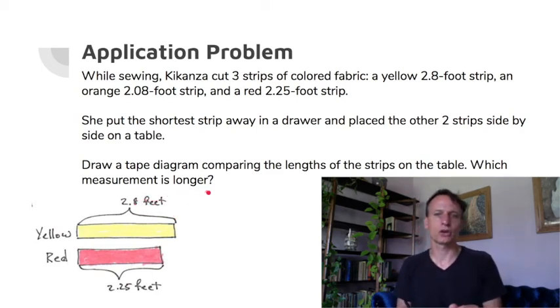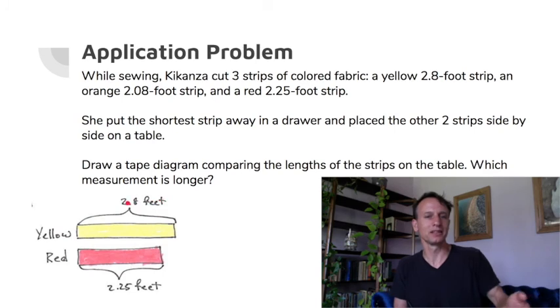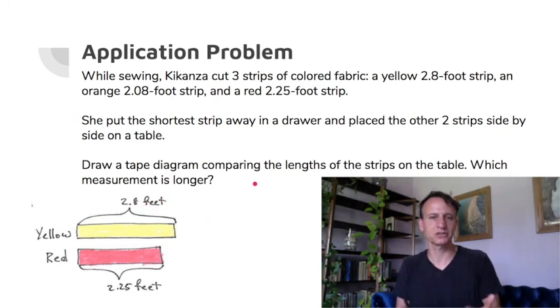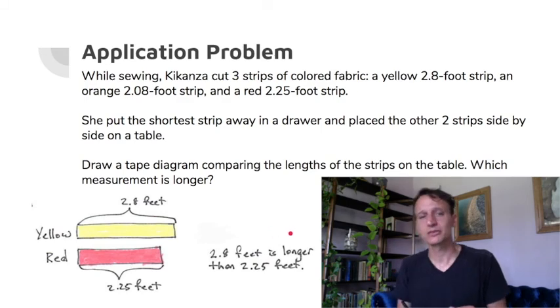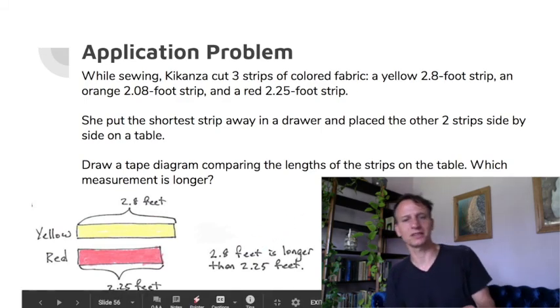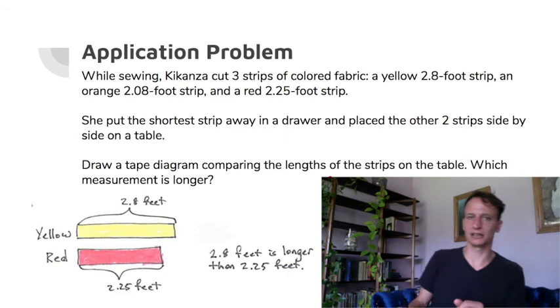Okay, so simple question is, which measurement is longer? Oh gosh, I just said it. Yes, the yellow one. The 2 and 80 hundredths is more than 2 and 25 hundredths, so you just need a simple statement saying 2 and 8/10 feet is longer than 2 and 25 hundredths feet. Glory, glory, hallelujah. Moving on.